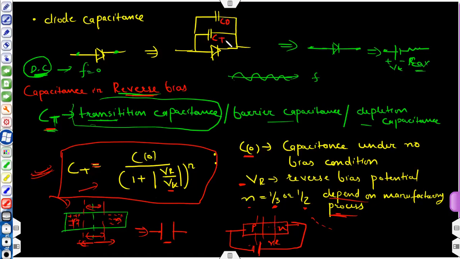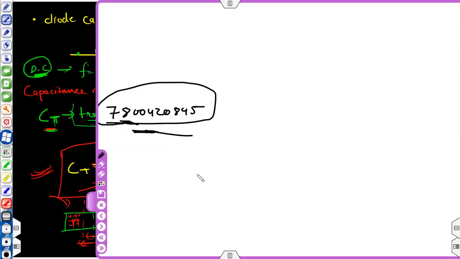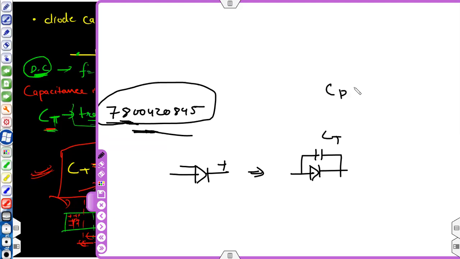Okay, and whenever your diode is in reverse bias, this will be the equivalent circuit: a capacitor. Let me draw it on a fresh page. So if your diode is in reverse bias, you will consider it like this, CT. You will ignore CD. We will come to CD also. You will only consider CT.